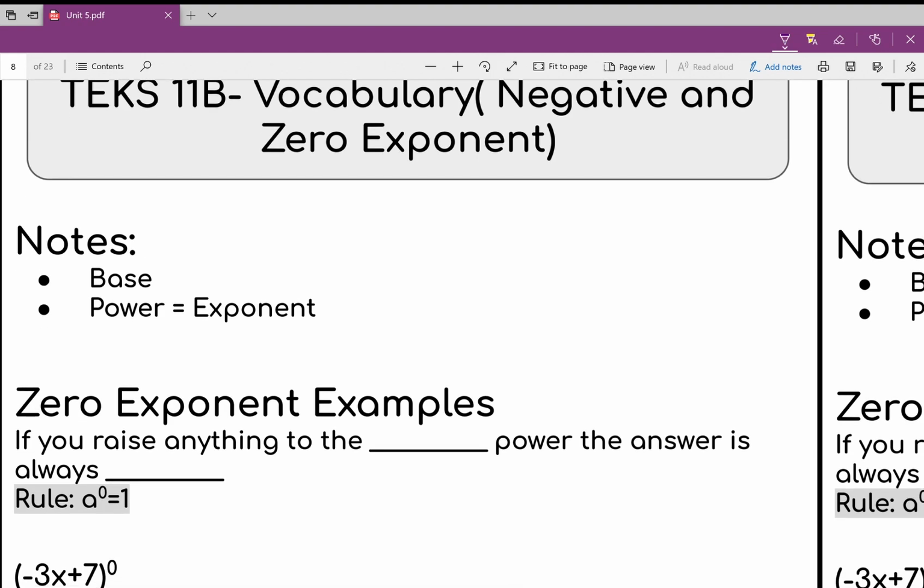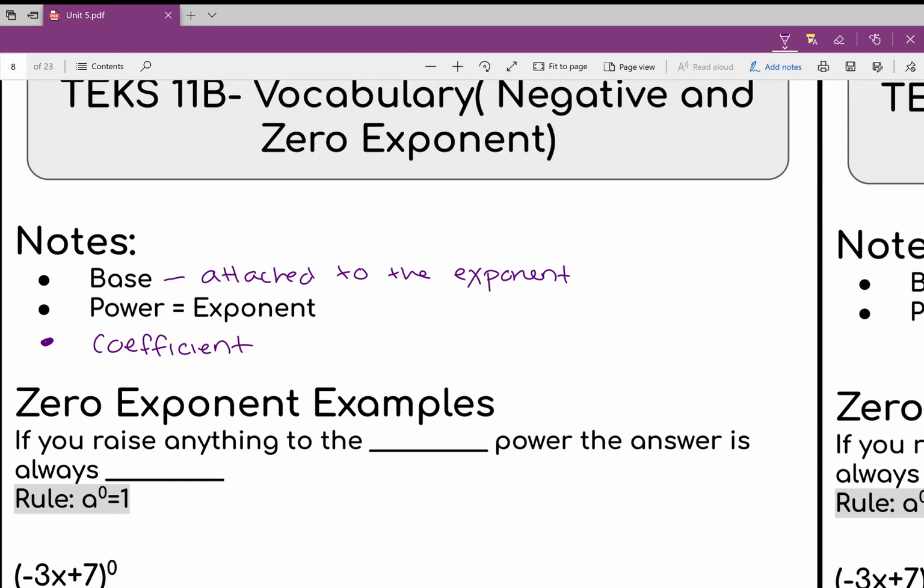We have two words, base and power. I'm going to go ahead and add a third one that I forgot to add, and that's coefficient. So please add these to your notes. Okay, so let's describe each of these vocabulary words. A base, I'm going to describe as something attached to the exponent.